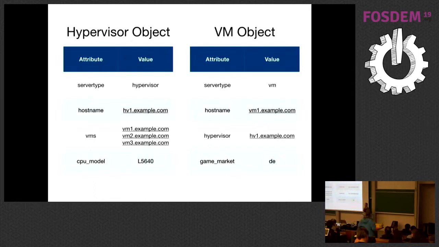Using the schema we have just come up with, we could have some objects in our database using this schema. So we create a hypervisor object. And this hypervisor object can then have a certain server type, which is an attribute. It can have a host name, the CPU model we previously defined, and it can have VMs, which is actually not writable on this side because it is a reverse relation. It is only writable on the right side, on the VM object. And the VM object then can have a server type, a host name, the game market we have previously seen, and it can set the hypervisor.